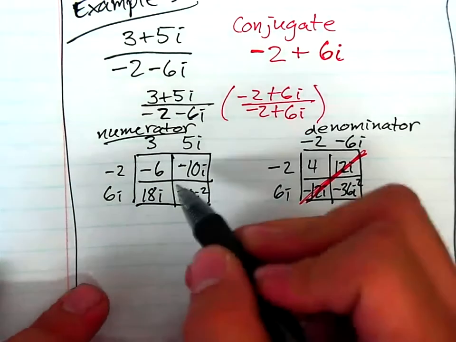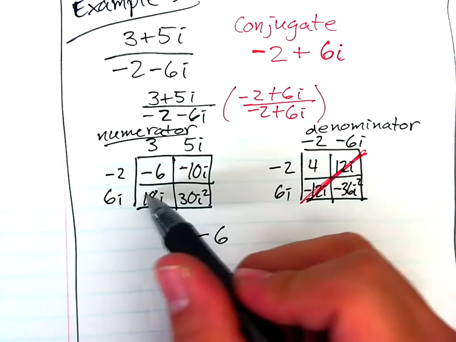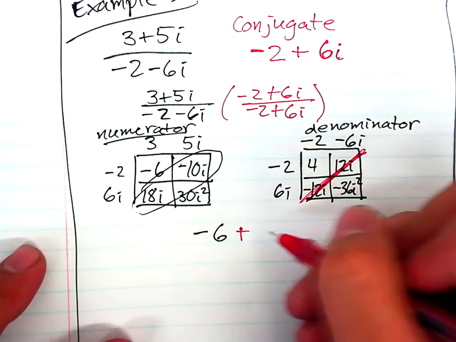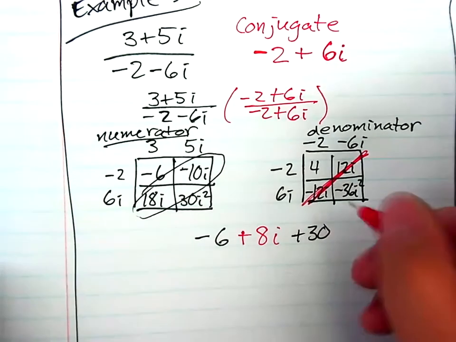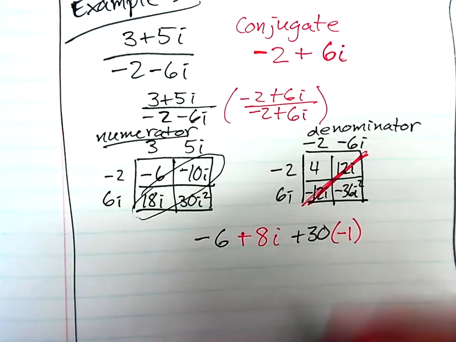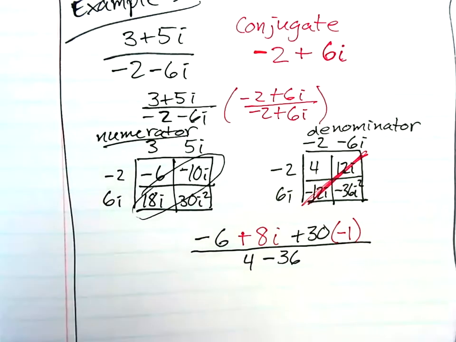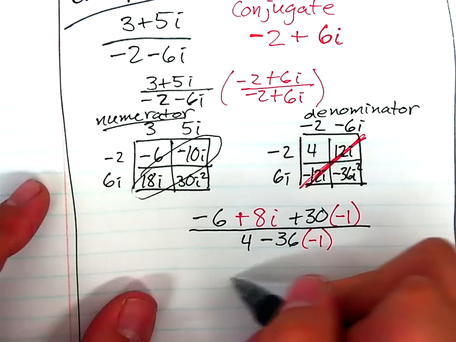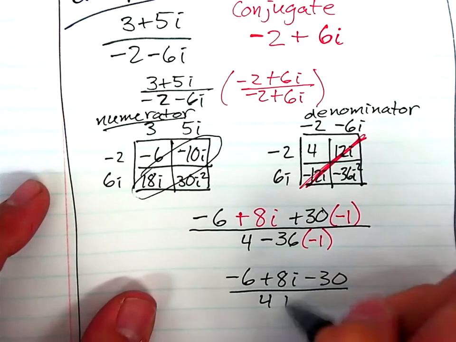Alright, so let's go ahead and rewrite this. All of this will go on my numerator, so negative 6. I'm going to combine like terms right here. I'll do that in red, so it's going to be plus 8i. Then I have plus 30, but because I have i squared, that's going to become a negative 1. On the bottom, I have 4 minus 36. Again, i squared becomes negative 1. Okay, so here this is going to be negative 30, here this is going to be positive 36, so let's rewrite it. Negative 6 plus 8i minus 30, and then 4 plus 36.